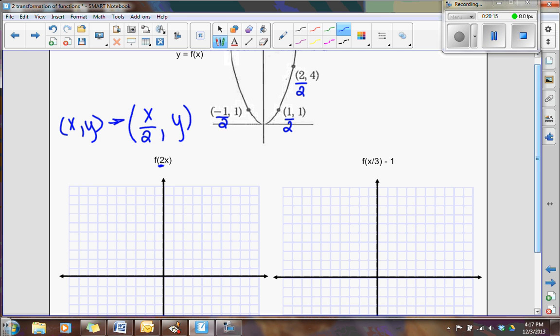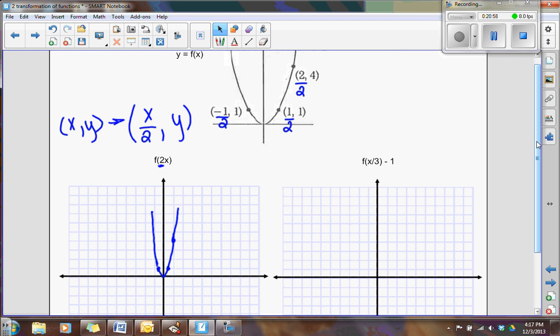So we've got the point (-1/2, 1). The y value stays the same. We've got the point (1/2, 1). And we've got the point 2 divided by 2 is 1, so (1, 4). And that is our new parabola. Something like this. Okay. So you can tell this is a horizontal shrink. We took the parabola and we shrunk it closer horizontally towards the y-axis.